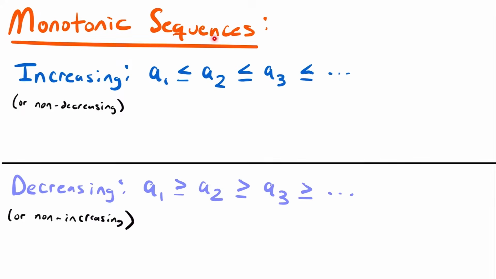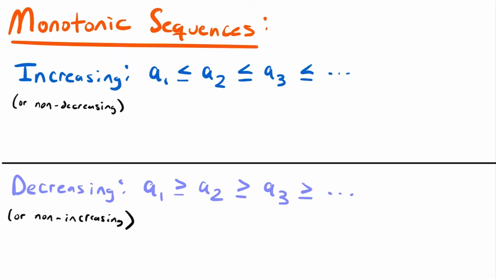Alright, so monotonic sequences are sequences where the terms either increase or decrease with each subsequent term. And so for a monotonic sequence that is increasing, the first term will be less than or equal to the second term, which will be less than or equal to the third term, and so on. And sometimes you'll see this called non-decreasing instead of increasing. That's just because there is a possibility that your terms would be equal to each other rather than being less than the next term. However, that's not going to occur a lot, and so it's easier just to say that the terms are increasing rather than non-decreasing.